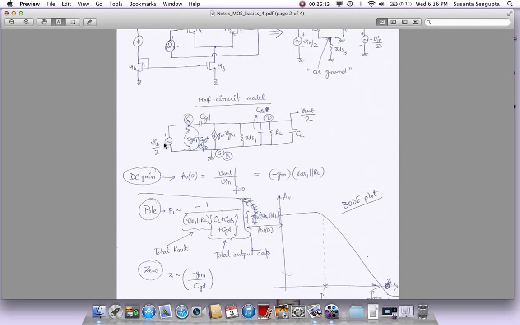VGS is the same as V in by 2, so you can cancel all that, take that out, and effectively you will get this as the expression: minus gm times the effective output resistance, which is a parallel combination of RL and RDS1. Okay, so this gives you the DC gain. So we have found the DC gain.